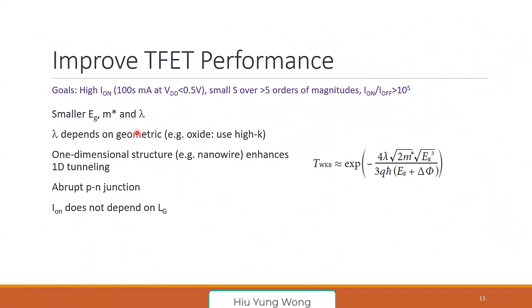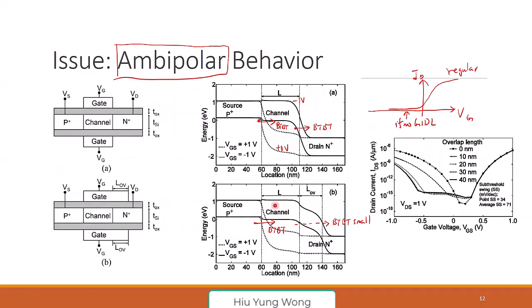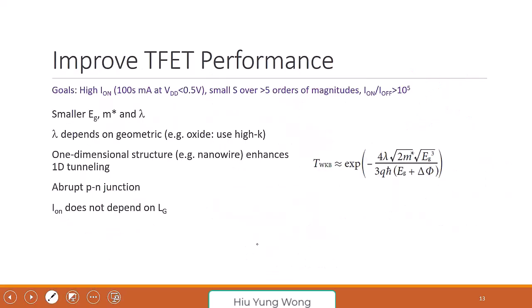It really depends on the geometry, right? Just look at this. Because I have this overlap, the effective lambda is larger. That's why I can suppress the bipolar behavior. So the design of the whole transistor is very important to determine how steep it is. Okay, and we make it as one-dimensional as possible because we want the tunneling to go all laterally. We do not want to have a two-dimensional one.